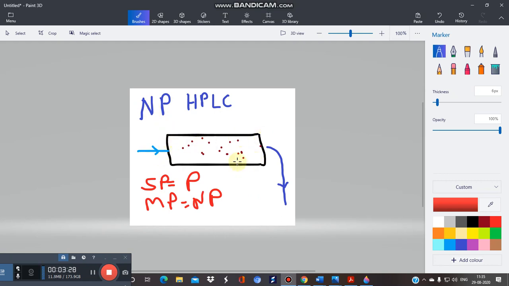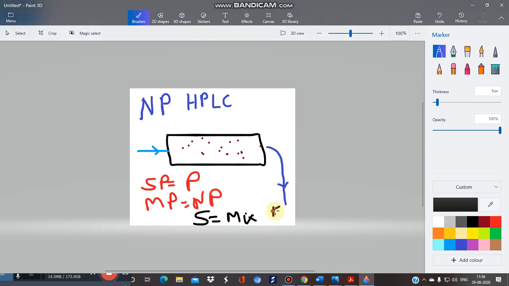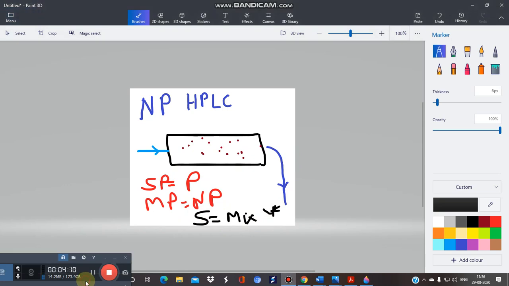See, this is what I have drawn for you. Suppose this is your column of HPLC, and when we talk about the normal phase HPLC, it means the stationary phase is polar and the mobile phase is non-polar. Your sample that you have to separate or identify is a mixture of these compounds, polar or non-polar. If the compounds present in the mixture have higher affinity towards the stationary phase, they will elute later. The compounds which have greater affinity towards the mobile phase will elute first, and they will be of non-polar type.